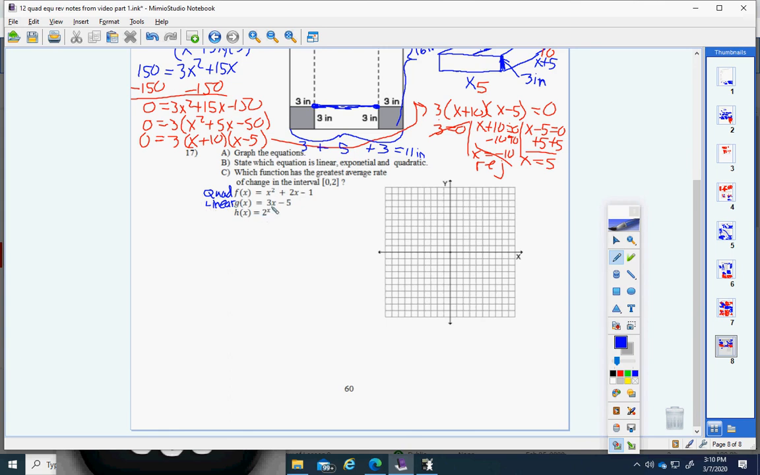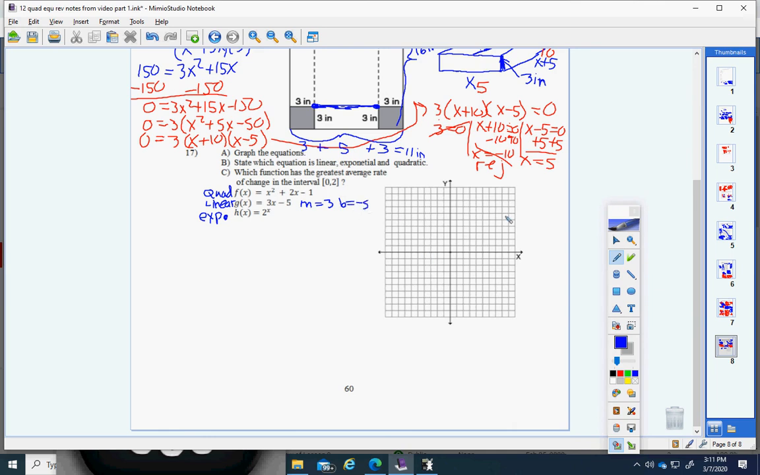And then if x is an exponent, that's what makes it exponential. I'm going to graph g of x first because it's linear. I don't need a calculator for that. I can easily see that the slope is 3 and the y-intercept is -5.